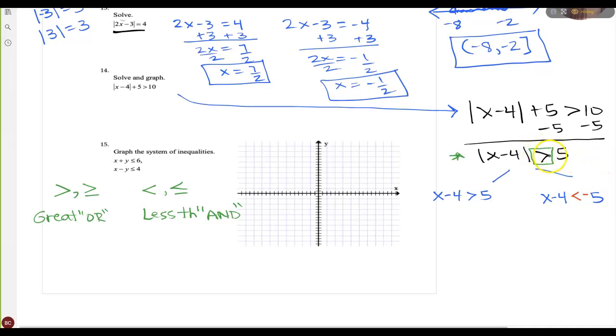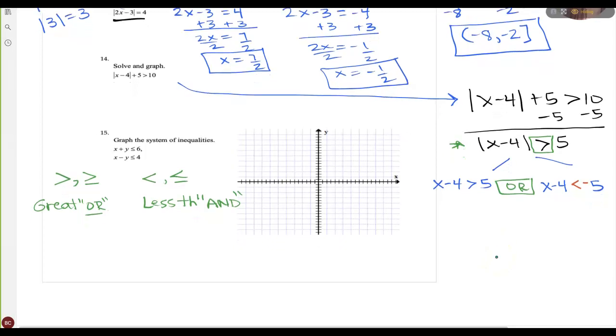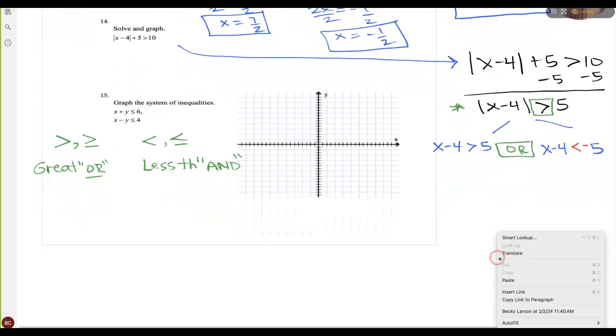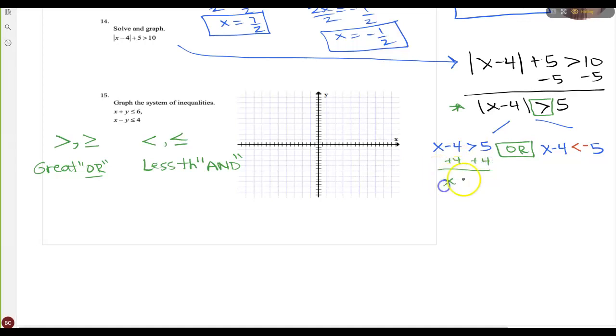Since this is a greater than symbol, that means it's an or statement. So I'm going to put or in between here to remember. That's going to come in handy a little bit later after we solve these. Okay, so let's finish solving these. If I add the 4 over, I get x is greater than 9. And here if I add the 4 over, I get x is less than -1.